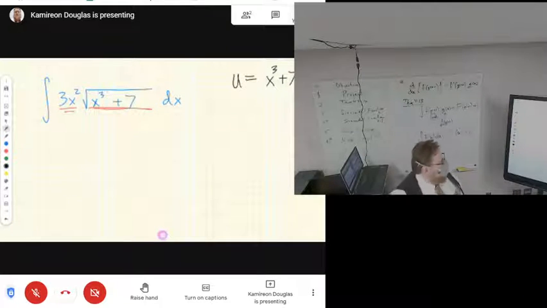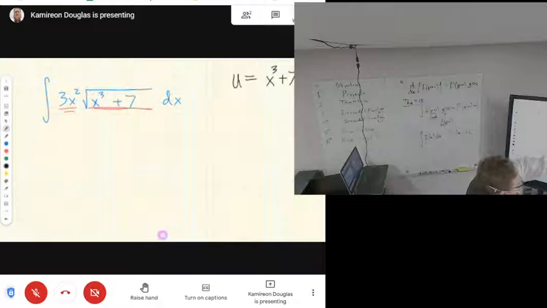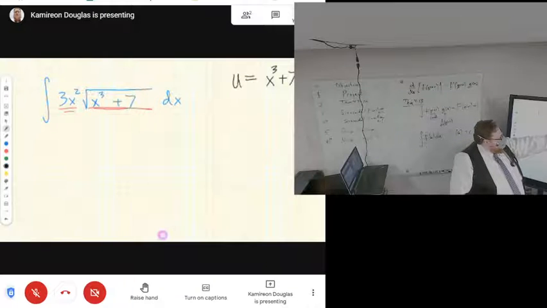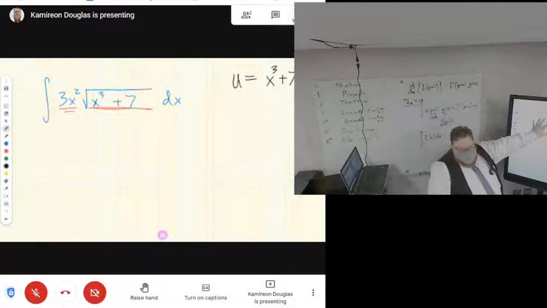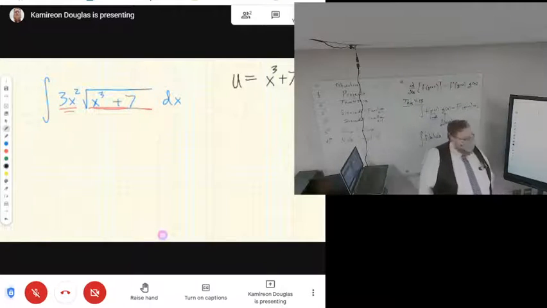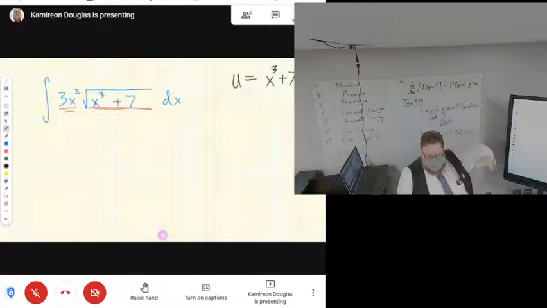Now, here's the thing: if you choose the wrong u, you'll often end up with a function that isn't very much nicer, or isn't solvable by traditional rules. Example, what if I just made my u the x cubed? Well, that would actually work, because then you'd have u plus 7, and the outside would disappear, because the square root and the x would end up canceling with the du. The problem is you're left with a square root, and it's not solvable by traditional techniques.